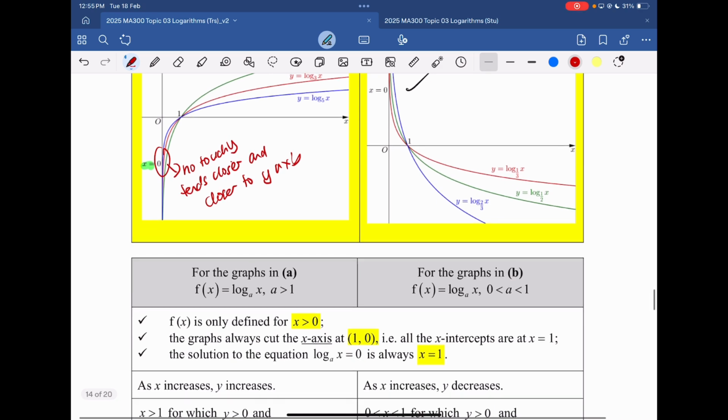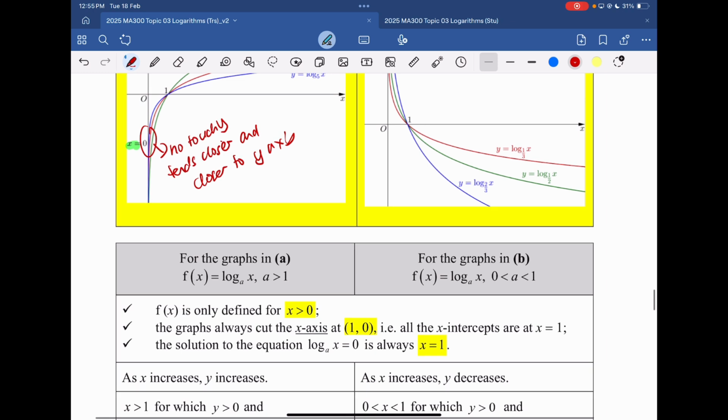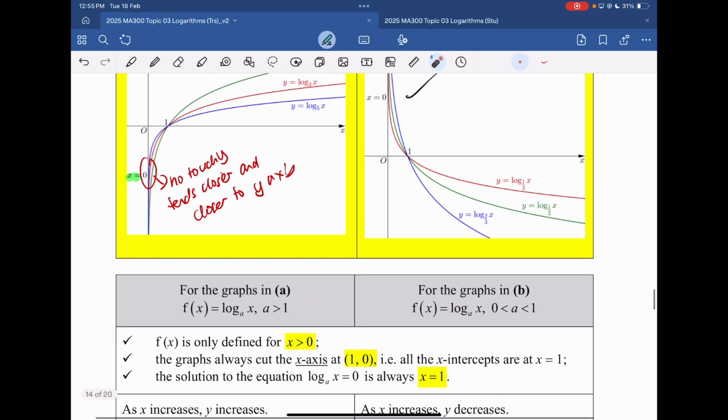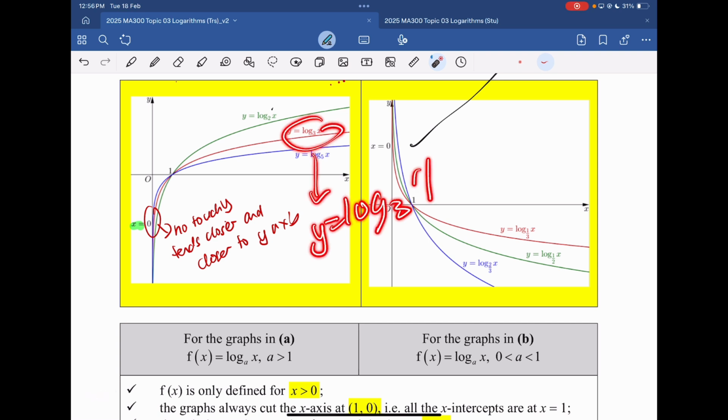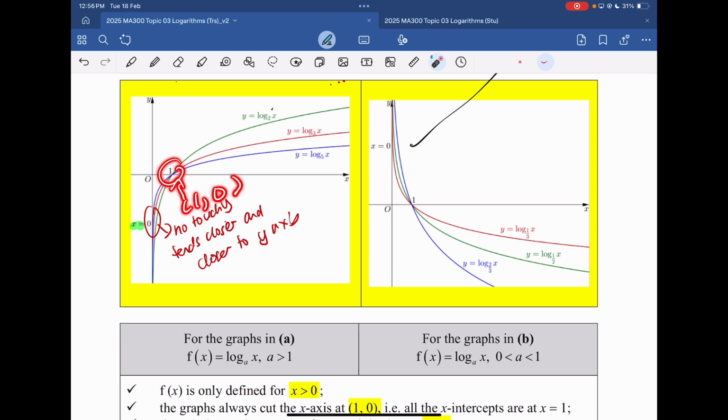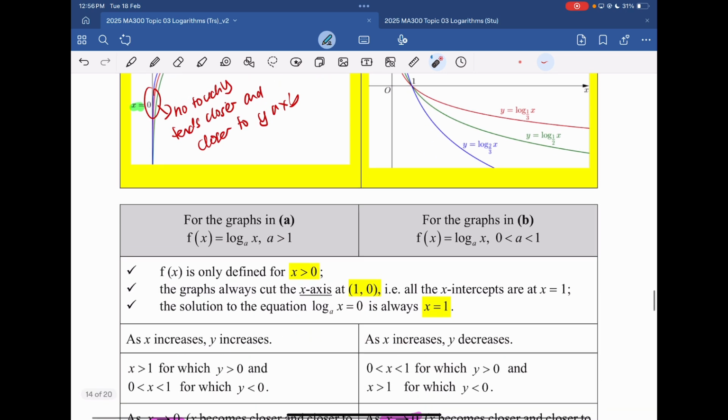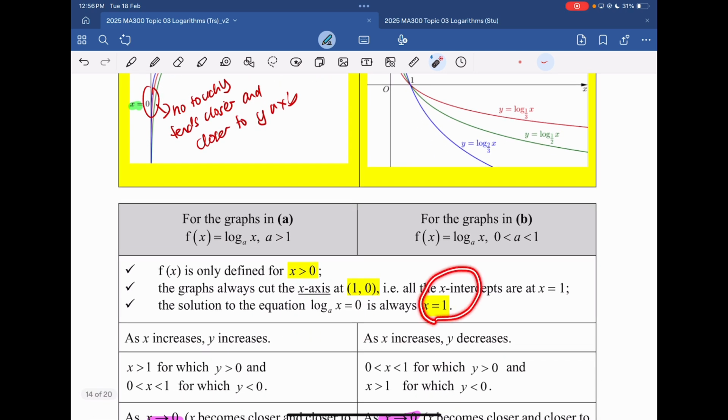So, what do you realize? Okay, the graph is only defined for x more than 0. Now, it always cuts at (1, 0). Why? Because when x equals 1, y equals 0. Make sense? If I take y equals log 3 of 1, what's log a of 1? It's always 0. That's why you can see that this point is (1, 0). When x equals 1, y is 0. The solution is always x equals 1.